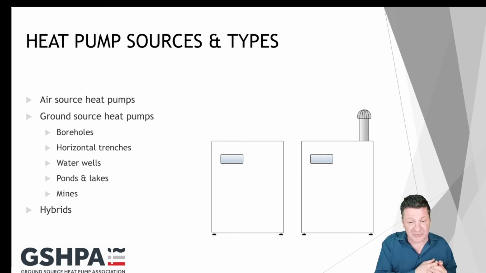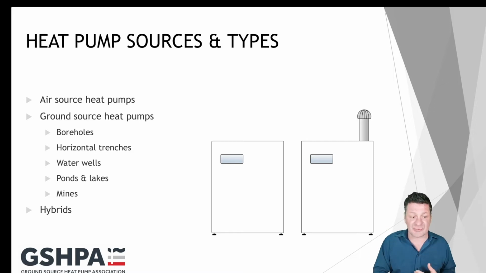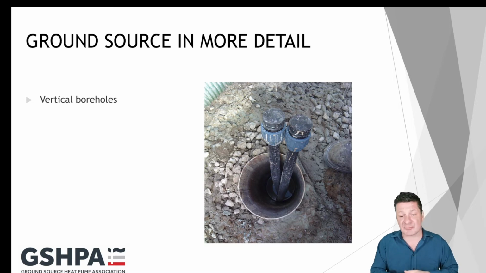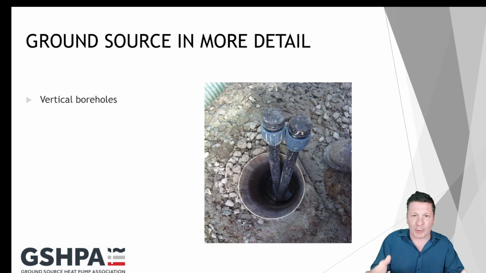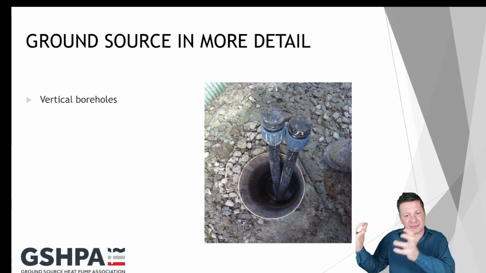One word on hybrids, however: the more technologies you employ to heat and cool a building, the more complex the system becomes, therefore the more difficult it is to design and install. Let's talk a little bit more detail about ground source, because rather than just being a box which sits outside, ground source is best thought of as a system. So a system of a heat pump and a source.